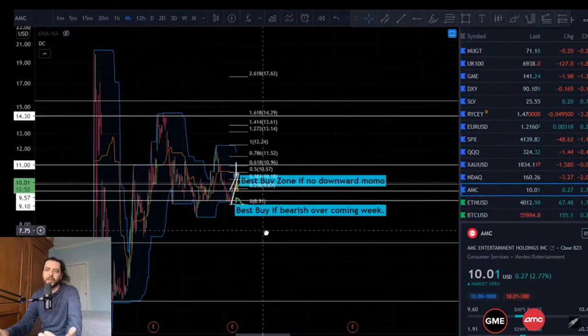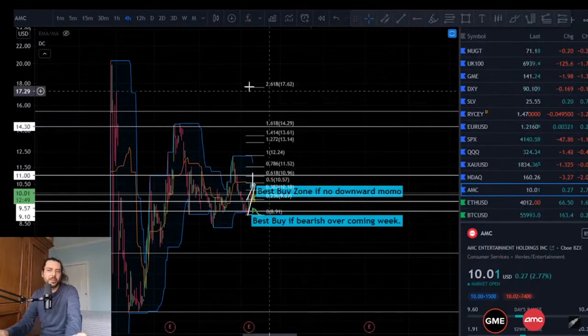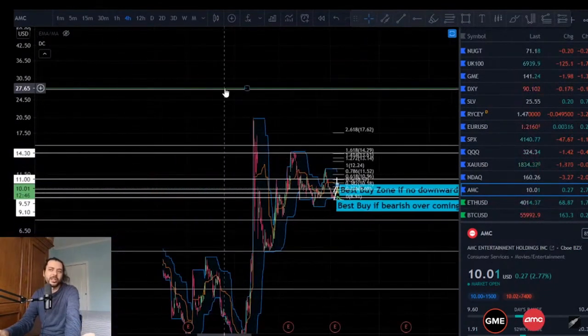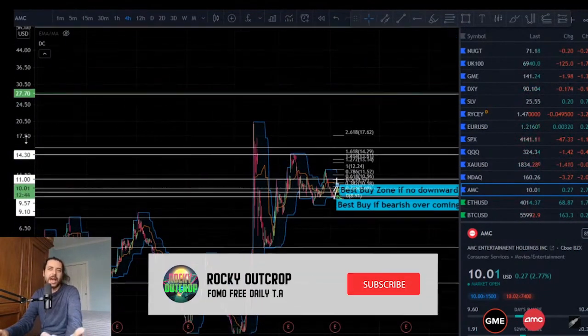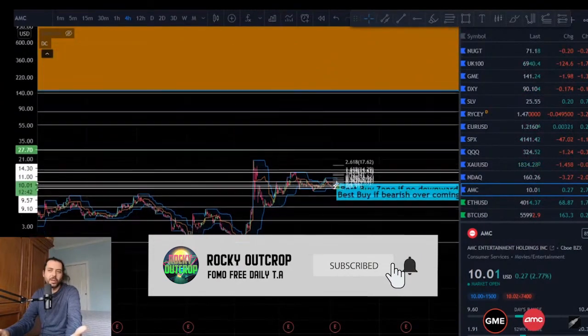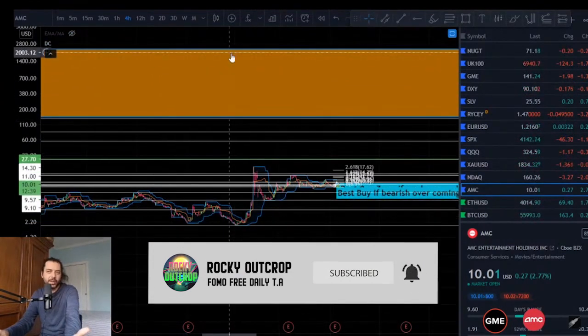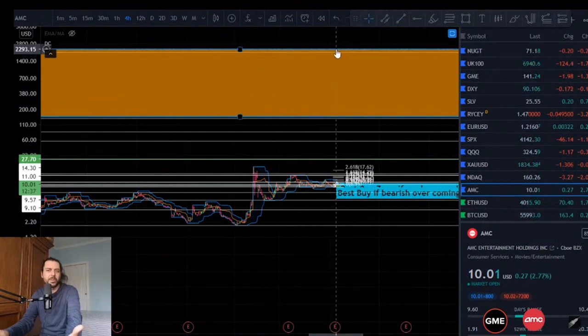I wouldn't mind seeing the prices go up towards these other areas, and I wouldn't be shocked to see this be a significant zone. I wouldn't be completely blown away at all if we did see the prices go extremely high towards that zone.